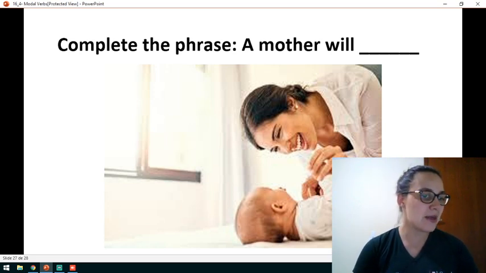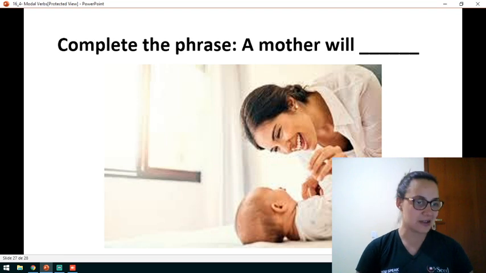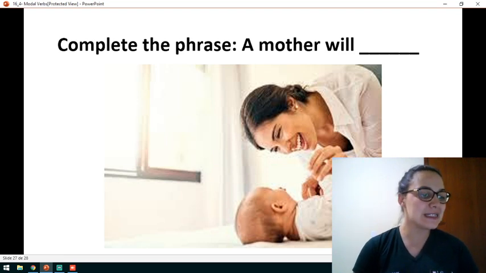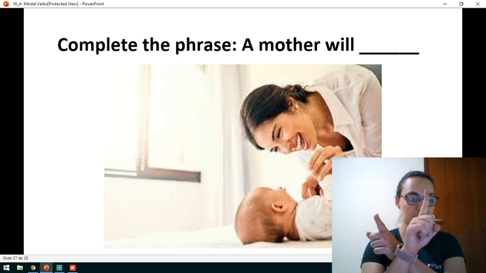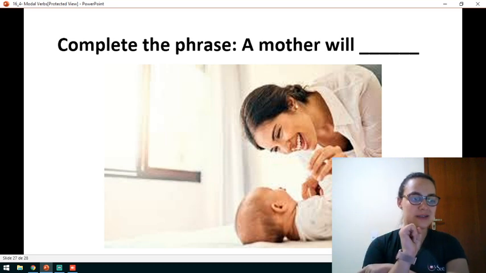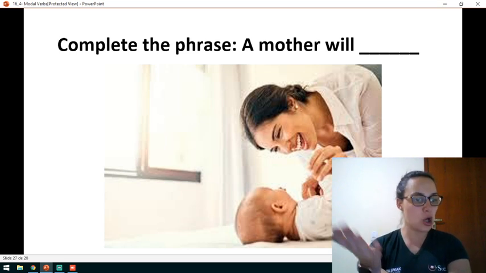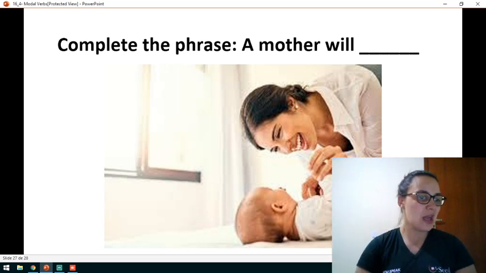A mother will protect her baby. Good. A mother always will be there for you. Good. In this example, Natalia, we just want to switch the will and the always. So always comes after will. So a mother will always be there for you. A mother will take care of her baby. Good. Excellent job, guys. Good examples.